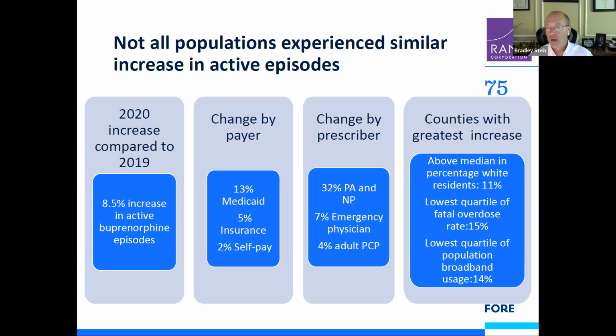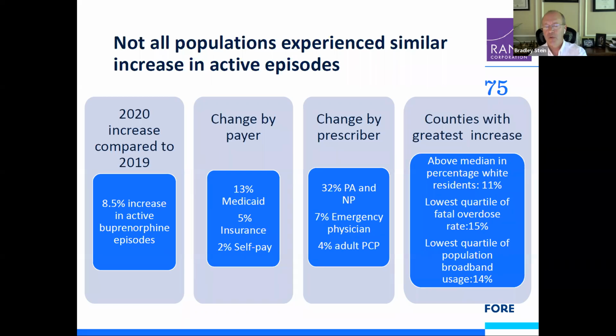We also saw a greater increase in 2020 in the quartile of counties that had the lowest fatal overdose rate in 2019. So if we consider the fatal overdose rate sort of a proxy for need for treatment, these were the counties where the opioid overdose rate, or at least the overdose rate, was lowest, which is a little concerning.